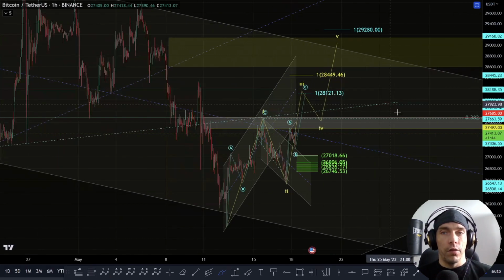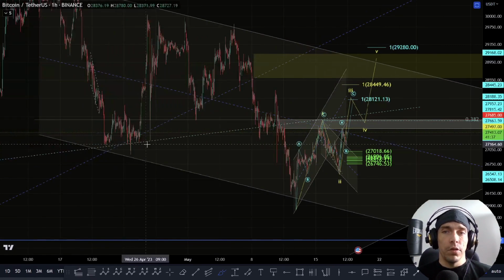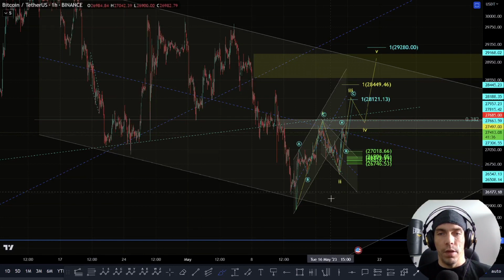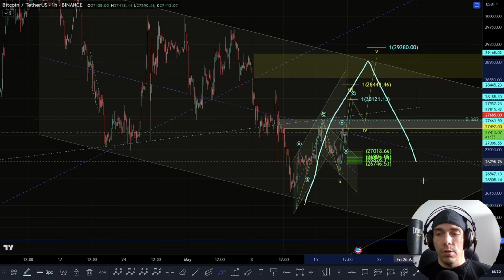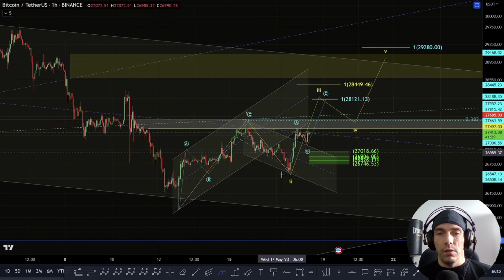That would mean that the wave 5 cannot cross this zone of this 28,280. Now, this could bring us back into the top of this channel, and it could bring us back into that area of that 1-to-1 of that A wave. So this would tie into that idea that this could then just be a corrective structure here, and then we still look to break down one more time. So keeping an eye on this, see how this actually develops.